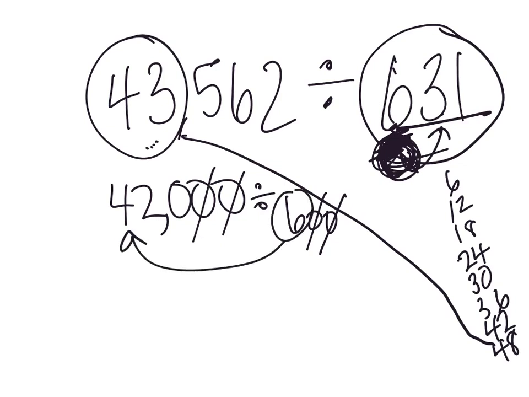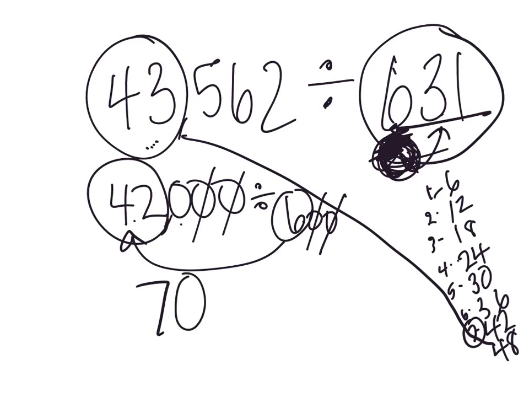6 goes into 42. If you don't know your facts that well, you've already done the work. 1 time, 2 times, 3 times, 4, 5, 6, 7. 7 times. So 6 goes into 42 7 times. How many zeros are left over? 1. So it's 70.